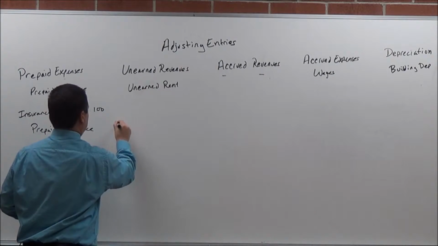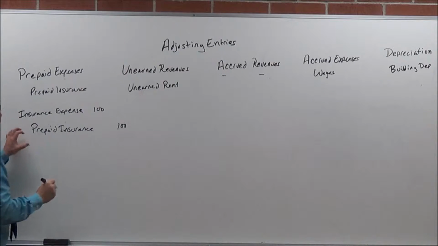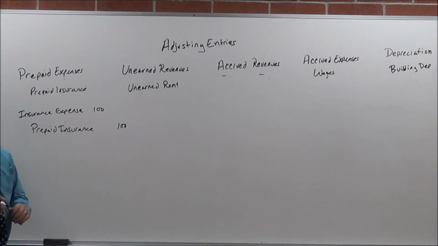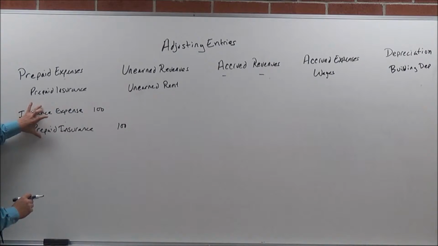And I'll spread this out a little bit so you guys can see that a little better. So as you can see here, I have now taken some of this asset, removed $100 out of that asset and moved it into expense now because we have used it. So that's what we have done with this transaction.